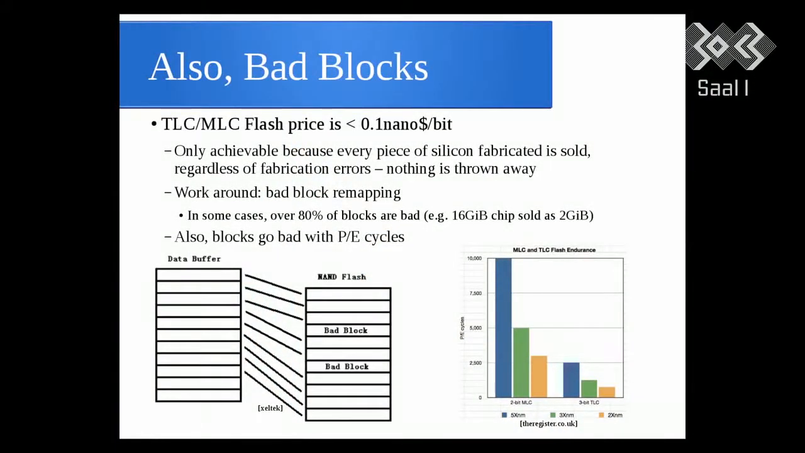Also, with more program and erase cycles, the memory will actually degrade over time. It can no longer reliably store your data. So this graph on the right shows you, with process node, from 50 nanometer, 30 to 20 nanometer, the number of program erase cycles that you're able to get, plotted versus multi-level and TLC flash. And in fact, the latest generation TLC devices are only good for less than 1,000 program erase cycles.